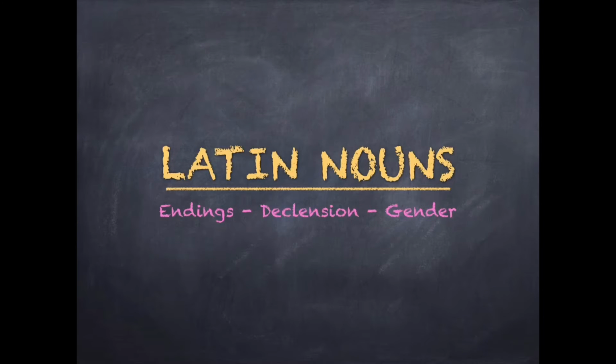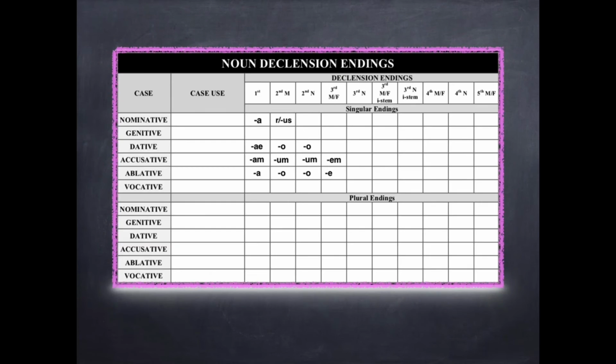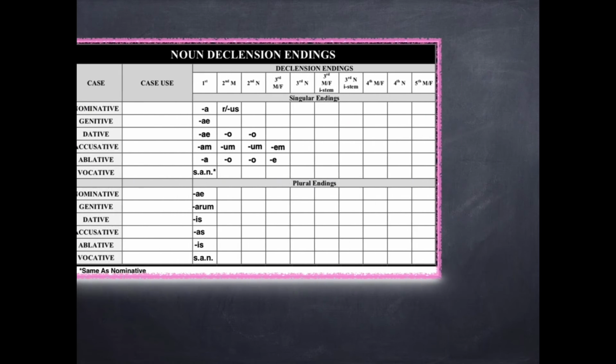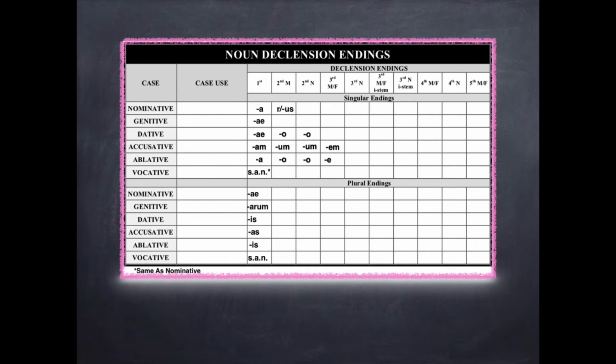Here are the endings which we have already learned. If you do not have your pink chart in front of you right now, please make sure to get it and have it in front of you so that you can fill in all of the new endings that we are going to be learning. Pause the video now so that you can fill in this column of endings on your chart.